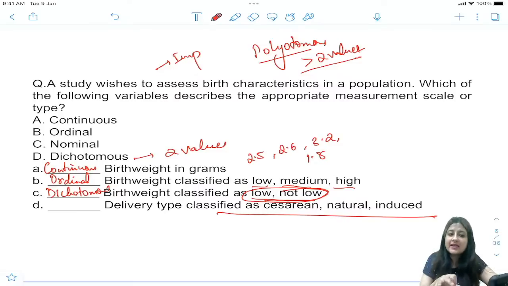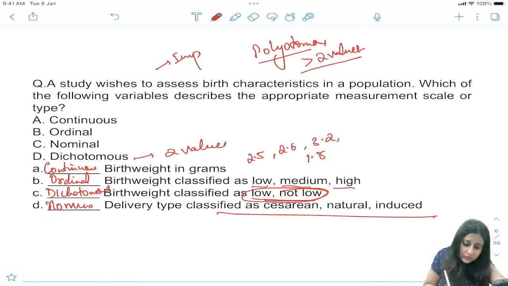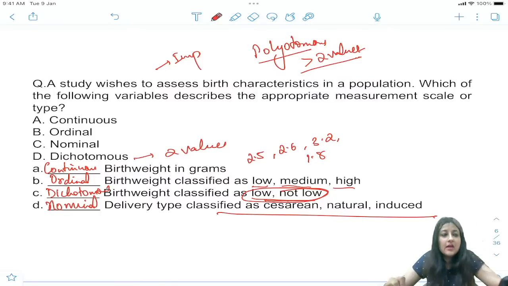Like how many boys are attending the class? How many girls are attending the class? Similarly, how many women had a C-section? How many women had a vaginal delivery? How many women had an induced delivery? This is simply based on names. So, ye ho gaya tumhara nominal. Got it? Everyone, did you understand the concept?